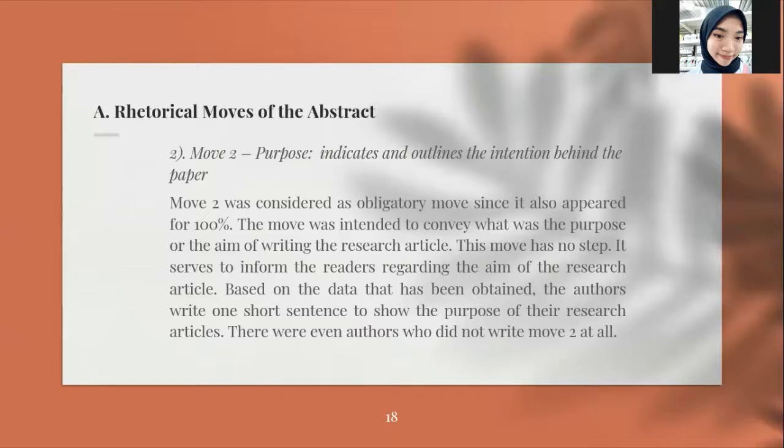Based on the data that has been obtained, the authors write one short sentence to show the purpose of their research article. Next slide, please.